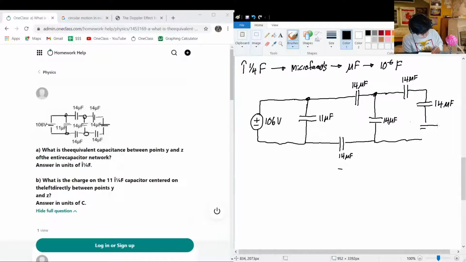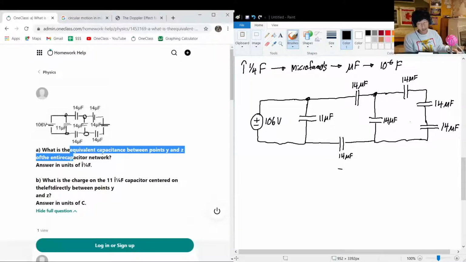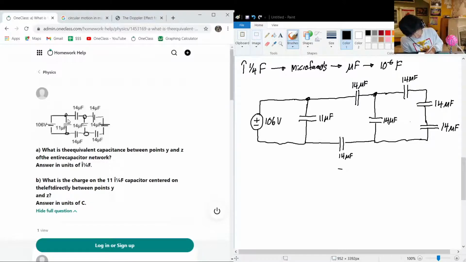I'll just draw it this way. It really means the same thing. I know it's not perfectly the same as the diagram, but the circuit is perfectly equivalent. Another important skill to have is to know what circuits look like. Now it says, what are the equivalent capacitances between points X and Z, between points Y and Z? I don't see any Y's or Z on here, but I think what they really mean is, if this was Y and this is Z, the equivalent capacitance of the circuit.